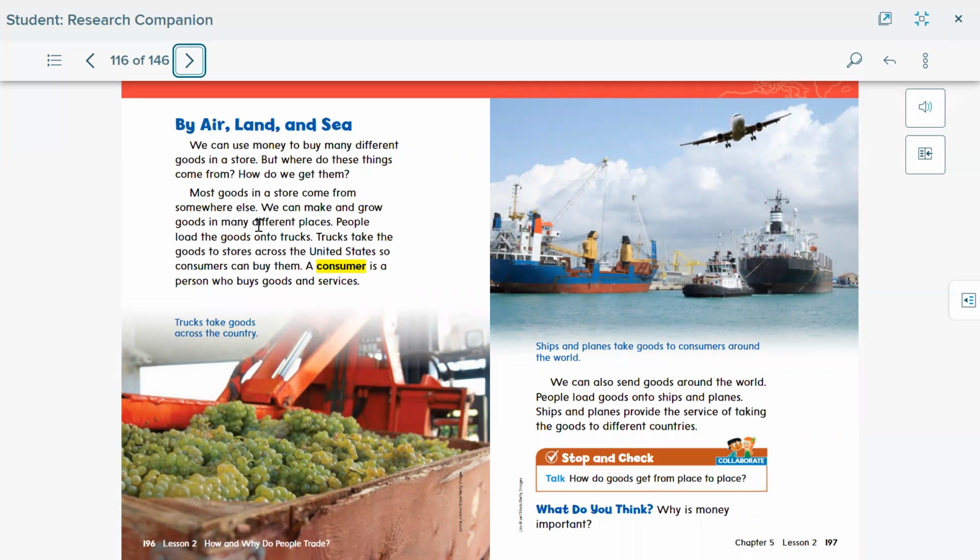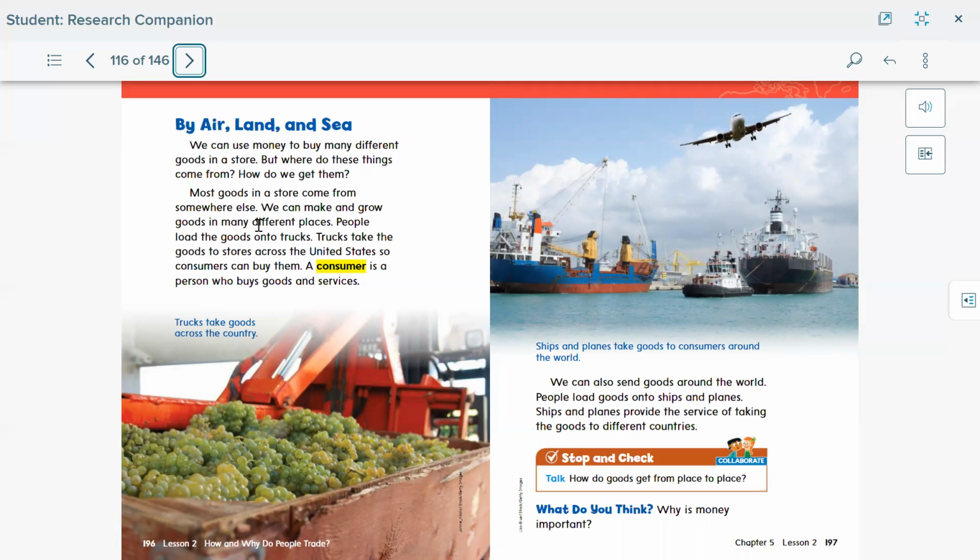But where do these things come from? How do we get them? Most goods in a store come from somewhere else. We can make and grow goods in many different places. People load the goods onto trucks. Trucks take the goods to stores across the United States so consumers can buy them.